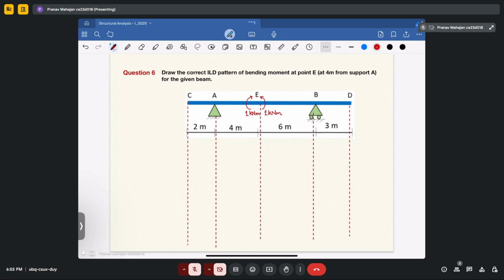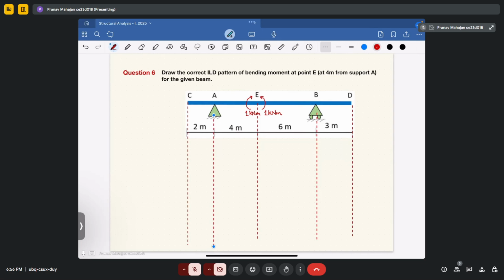Fine, let me arrange the lines as per the dimensions given. Yeah, now I think it's okay. So let's start drawing the ILD. So that means you're observing this point to be having 1 kilonewton meter, and this point will be 0 because it is a hinge support and no movement will come here.